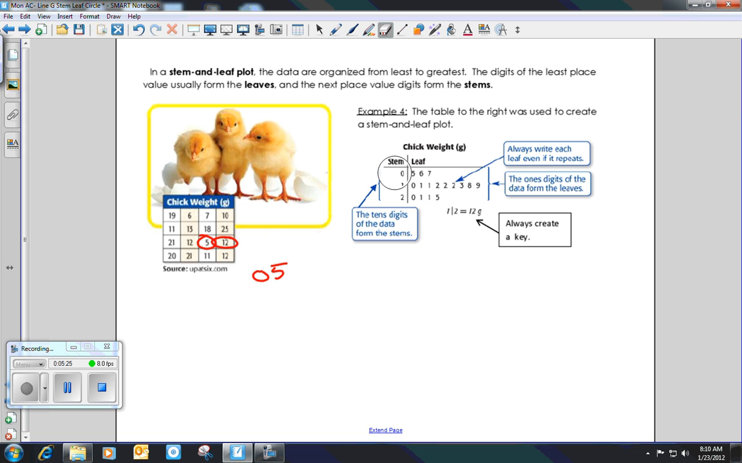Okay, so the stem is your tens place. If I wanted to recreate these numbers from this graph over here, I would be able to say, okay, this is 0, 5, comma 0, 6, comma 0, 7 for my ones. And then I have 10, 11, 11, 12, 12, 12.